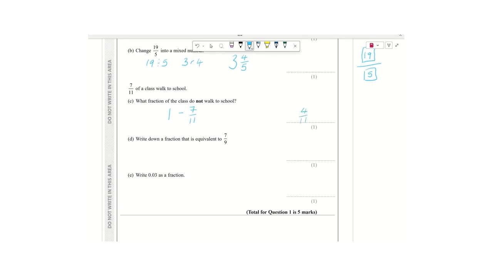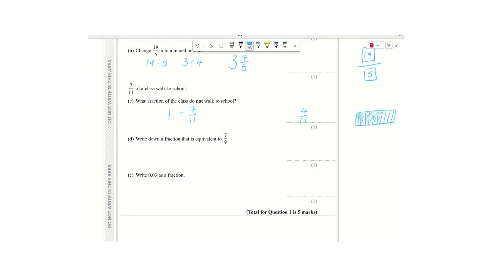If you want to see what that looks like, if you've got one whole split into 11, then you'll have 11 pieces. If we do it into a rectangle, there's my 11 pieces. 7/11 walk to school, so 7 of them walk to school, which leaves me with 4/11 left.